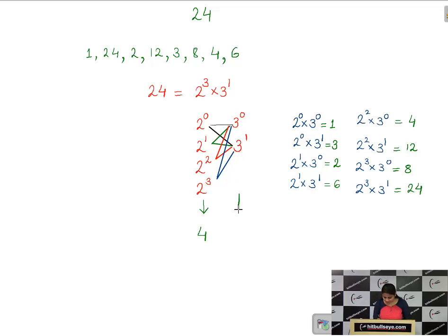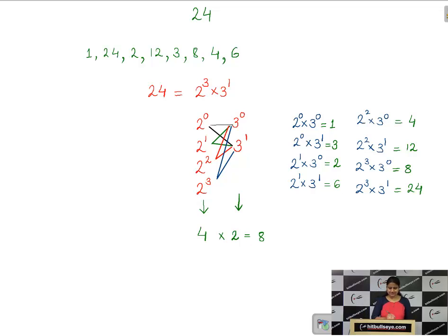Now from another column, which includes powers of 3, we can make one choice in 2 ways. Either it can be 3 raised to power 0 or 3 raised to power 1. So in total, how many choices can be made? They are 8. So how many factors are here? They are 8 in total.